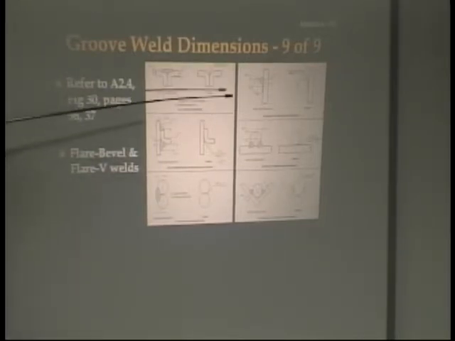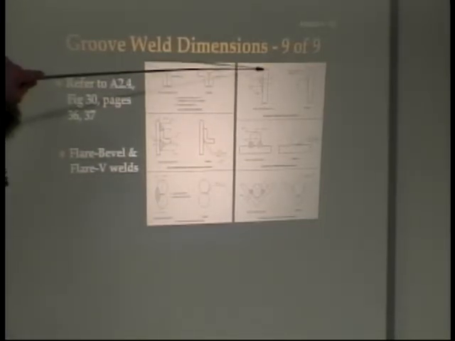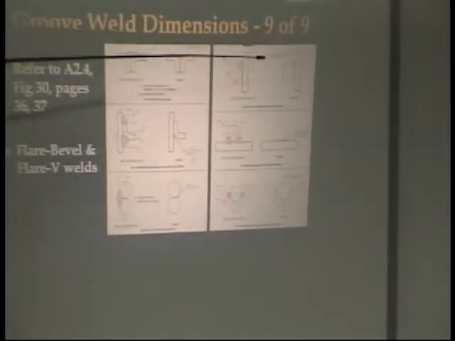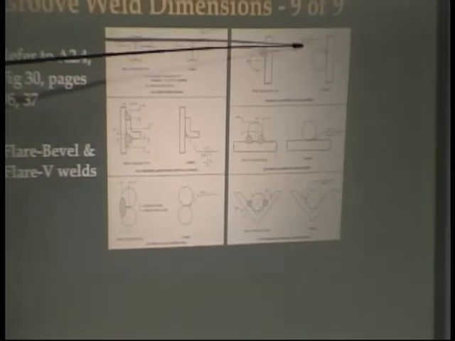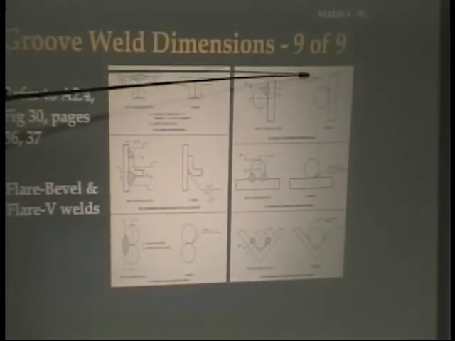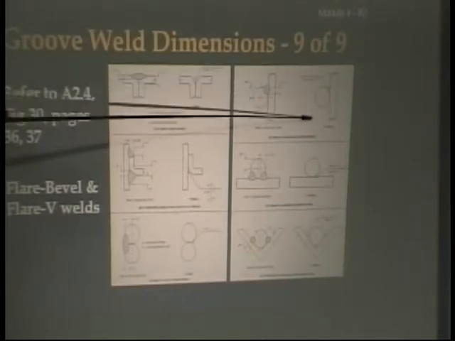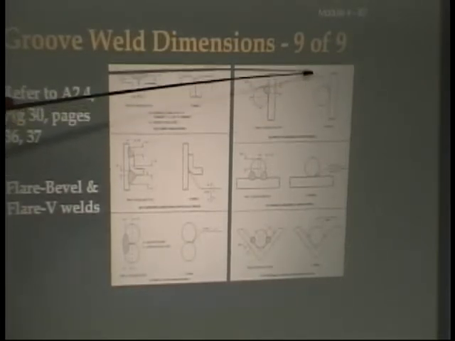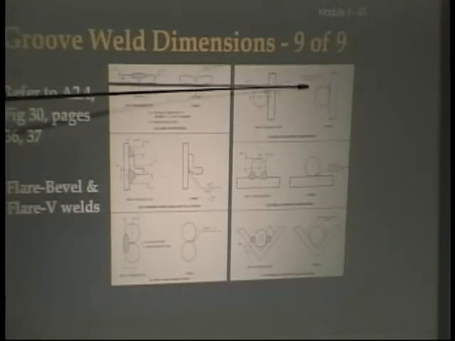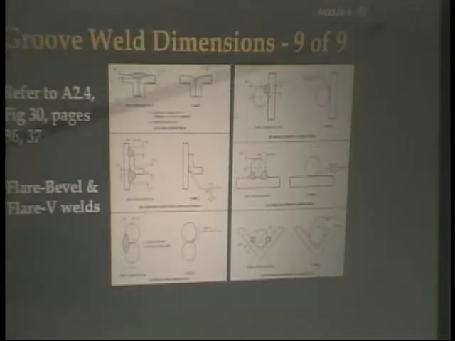And so this would be a single flare bevel because one side is straight and the other side is rounded. But on the symbol, remember, the straight line has to be on the left-hand side. So they still draw it with the symbol on the left-hand side and then the bevel on the other side. And you'll notice that the symbol is written beneath the reference line. Therefore, the weld is going to be made on the arrow side, which would be the upper side here.